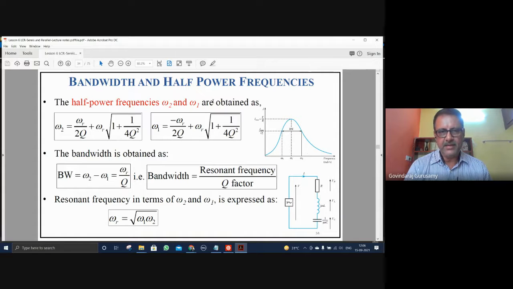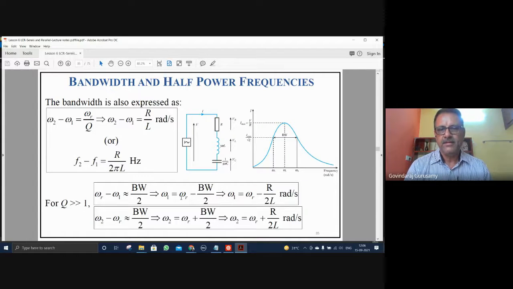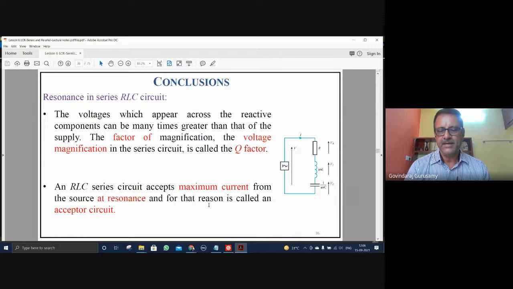And when I change the R and L and C, this will be shifting. This can also be seen visually, one can feel it. Omega R can also be connected to omega 1 and omega 2 through the bandwidth. See how these things are getting connected to each other: omega 1 and omega 2 in terms of the resonance frequency with the Q factor, the quality factor. So again, bandwidth and half power frequencies in various forms, writing it to the left and right.